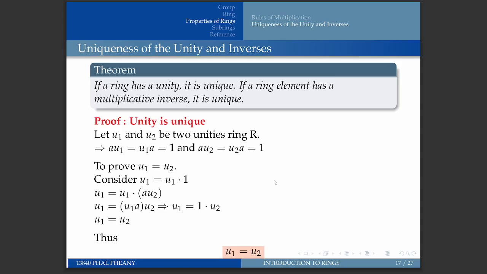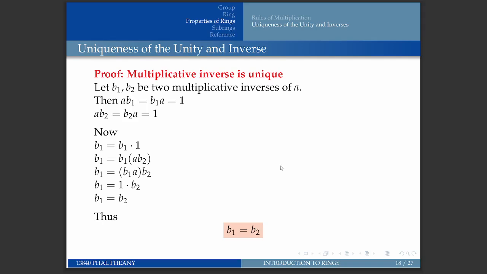Now we move to the proof of the next part. The next part is that the multiplicative inverse is unique. Suppose we have two elements, B1 and B2, be two multiplicative inverses of A. So by the definition of multiplicative inverse, we can write A times B1 equal to B1 times A equal to 1. And similarly, A times B2 equal to B2 times A equal to 1.